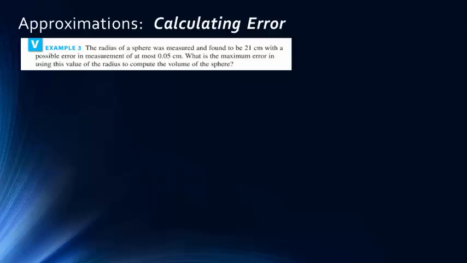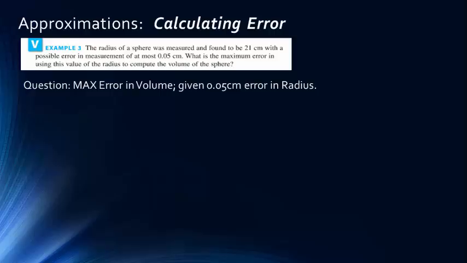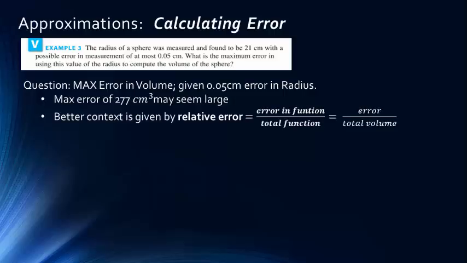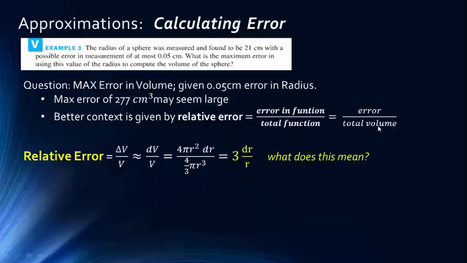Okay, this is the same problem. It's just a little shrunk. And remember from the last one we just saw that we got a max error of 277. Well, this may seem large. A better way to understand errors is actually to calculate the relative error. Now what we calculated was the error in the function, and that gave us 277. But we also want to calculate the total functional value. That means plugging in values and calculating what, in this case, the total volume would be.